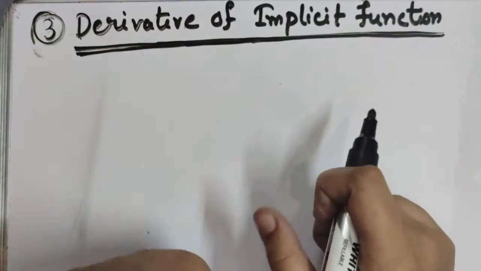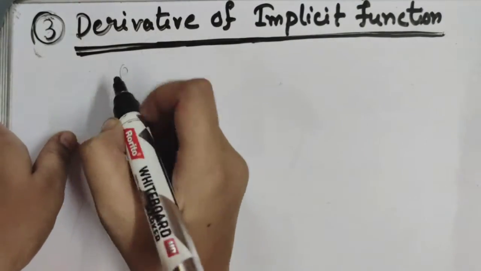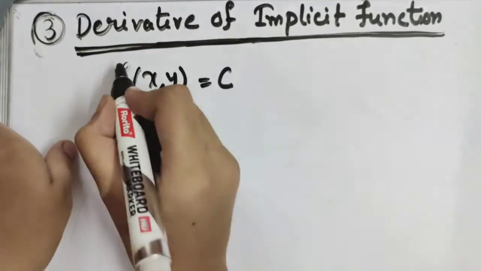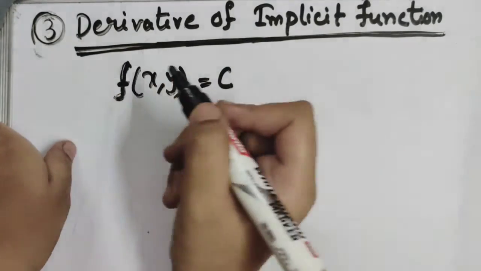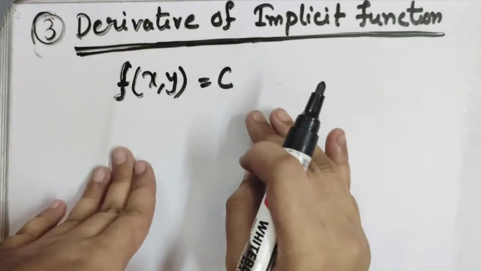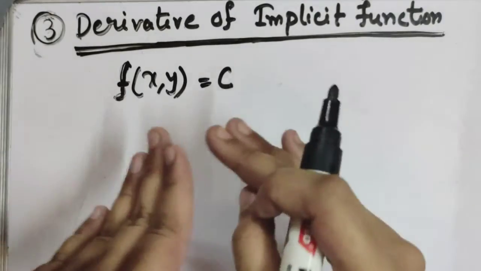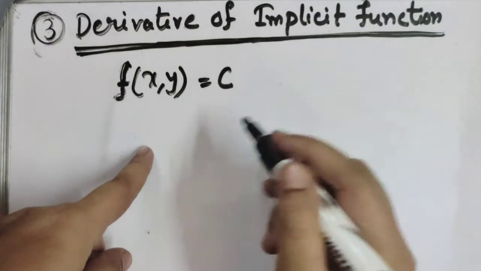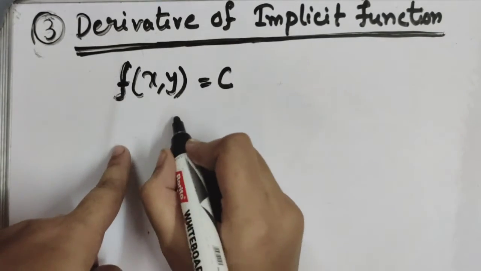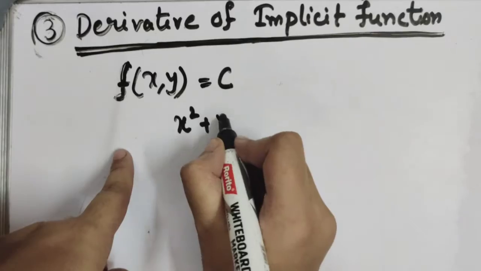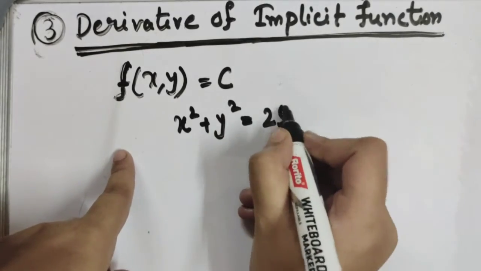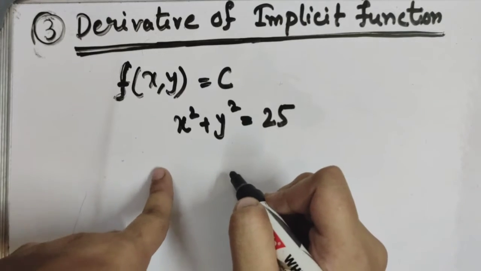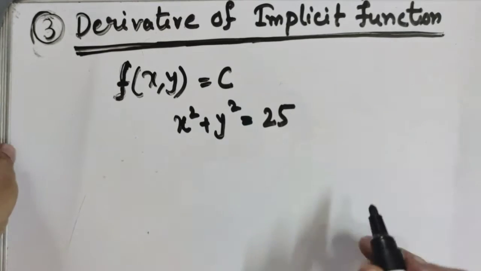So implicit function is in the form of the function f of x comma y equals to any constant term. That means if there is an expression given implicitly or indirectly, for example any equation like x square plus y square equals to 25, that type of function we can call an implicit function. And another one is explicit function.